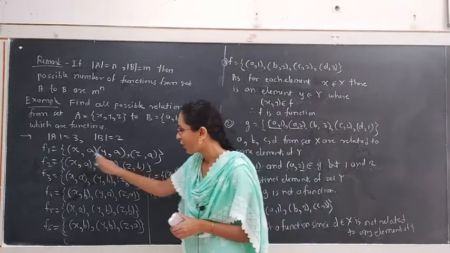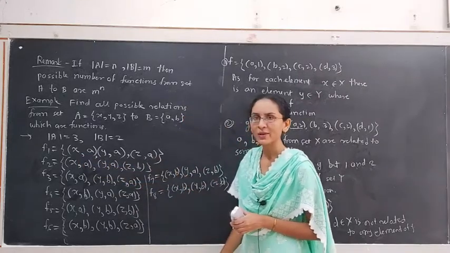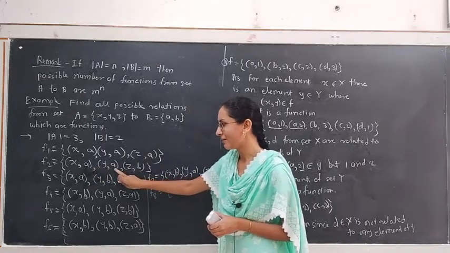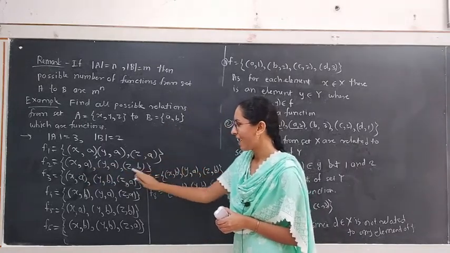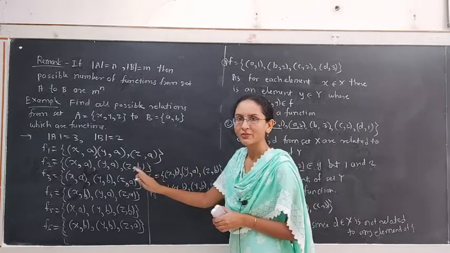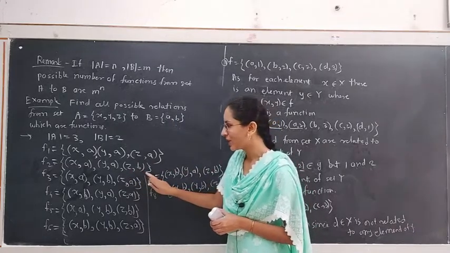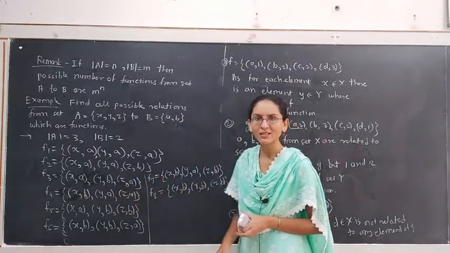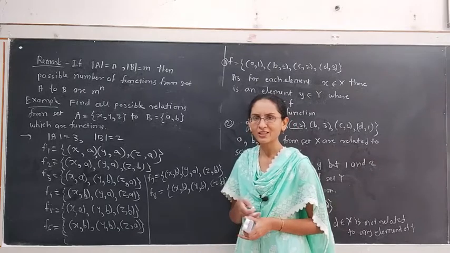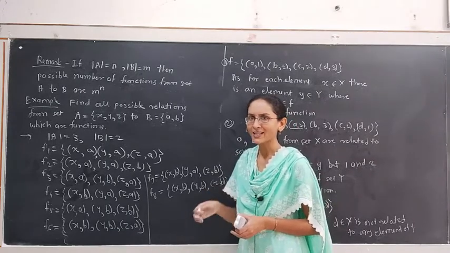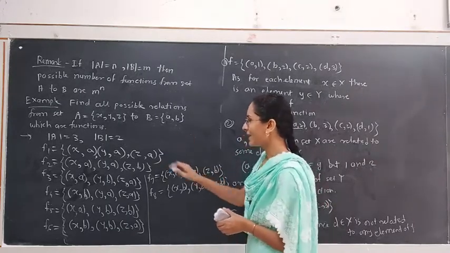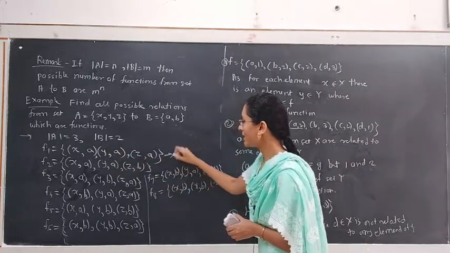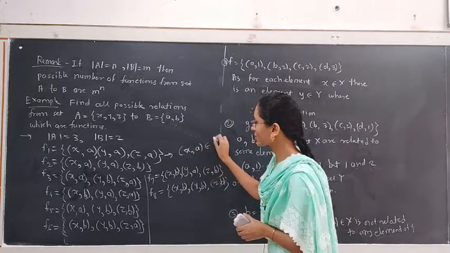In the first function, all three elements of set A have the same image in set B. In the second function, the first two elements x and y have the same image, that is a, and z is related to b. The image of element z is b. In the third function, x and z have the same image, that is a, and y takes a different element, that is f of y is equal to b. See, as we are writing (x, a) belongs to f1, from this function the ordered pair (x, a) belongs to f1.